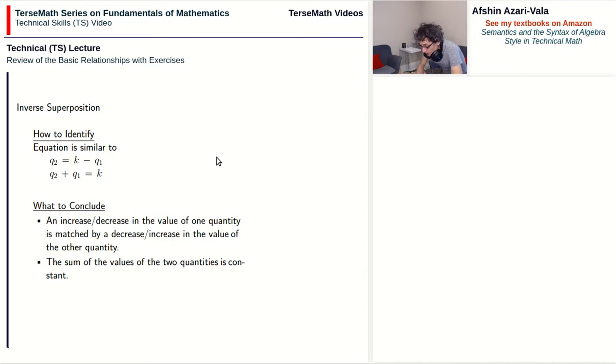And also from the conservation form, we can say that the sum of the values of the two quantities is constant.